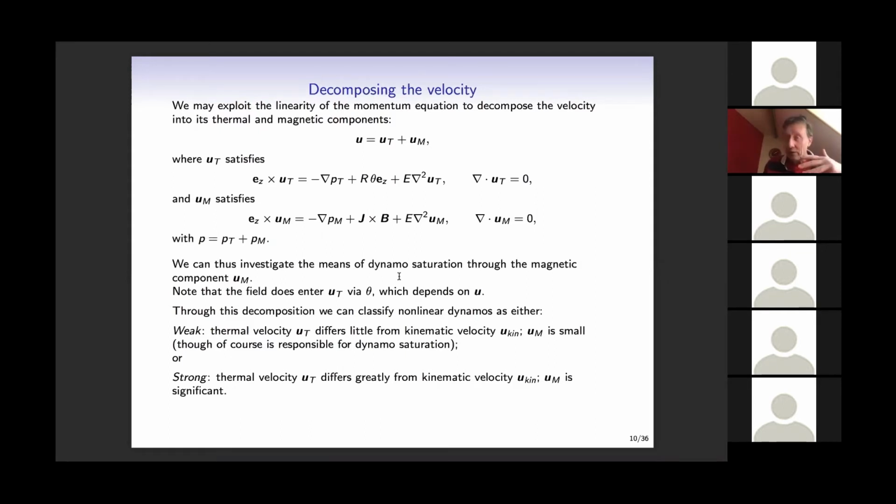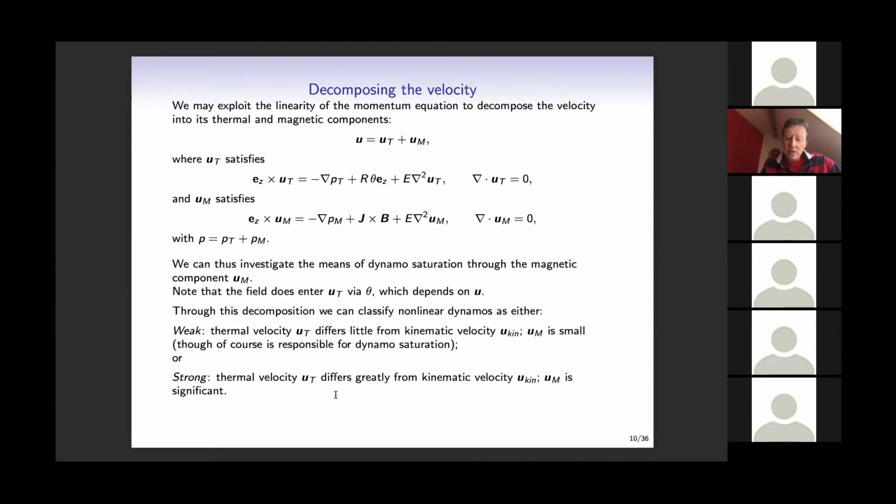Now, of course, it's got to change the flow to saturate the dynamo. But you might get dynamos for which it's quite hard to tell the difference between the flow in the dynamo state and the flow in the convective state. We call those weak field dynamos. And we call strong field dynamos ones where UM is significant. So for a weak field dynamo, we would say UM is small. Of course, it's significant in that the little bit of smallness has saturated the dynamo, but mainly it's all thermal. Or UM might be significant.